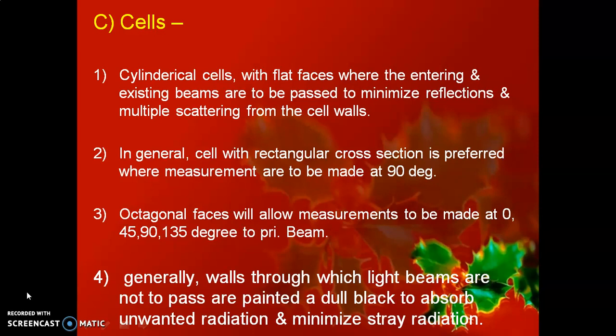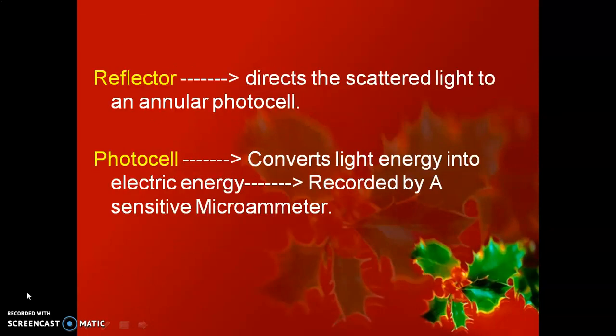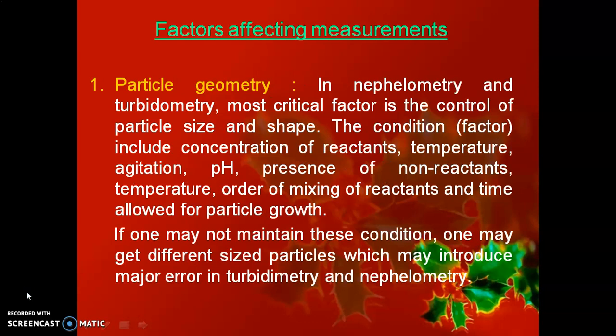Generally, walls through which light beams are not to pass are painted dark black to absorb unwanted radiation and minimize stray radiation. Then a reflector is used which directs the scattered light to the annular photocell. The photocell converts light energy into electrical energy, which is recorded by a sensitive micrometer.